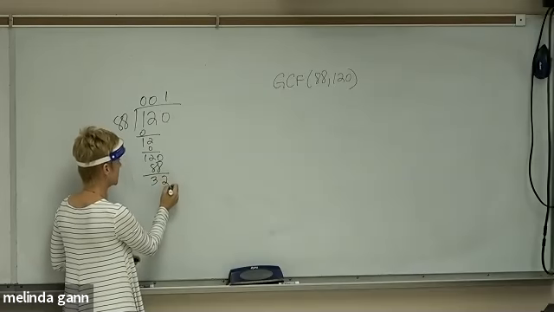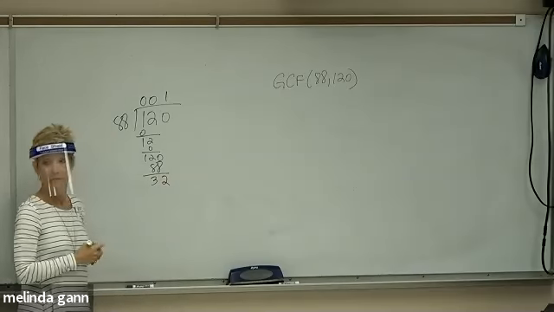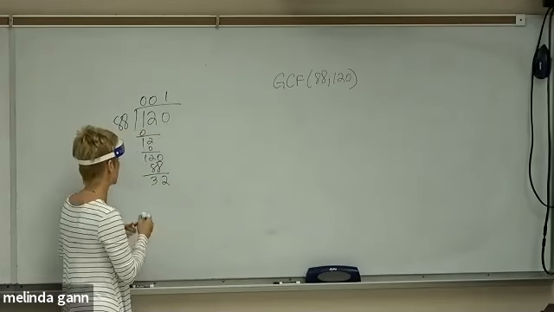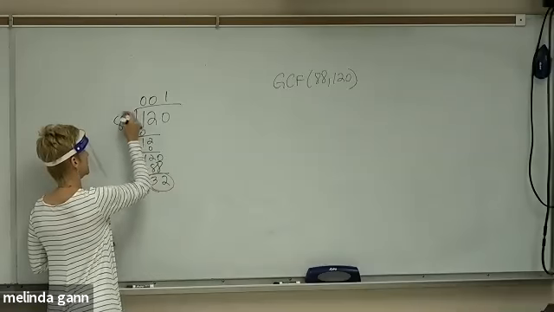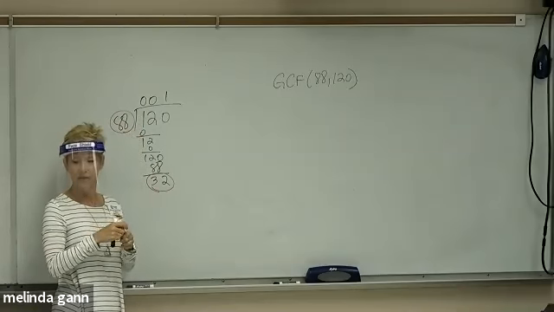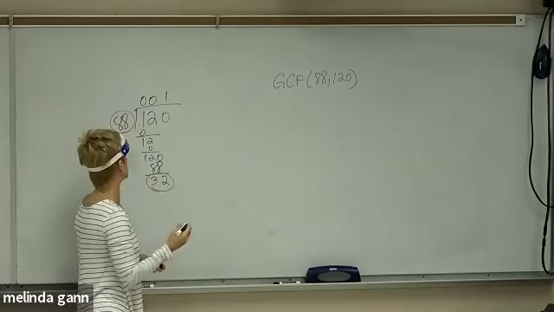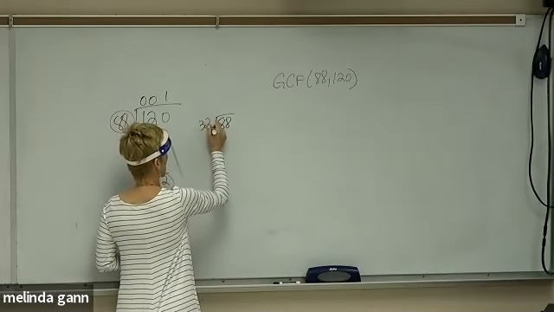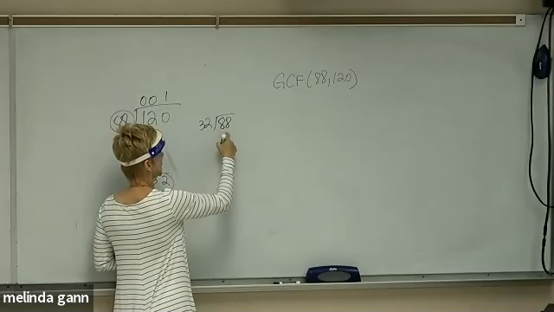What was your remainder when you did that? 32. Now, how do I know I'm not done? I don't have a remainder of 0. So what two numbers am I going to grab? The remainder and the divisor. So they keep being smaller numbers anyway. So which one do I divide?